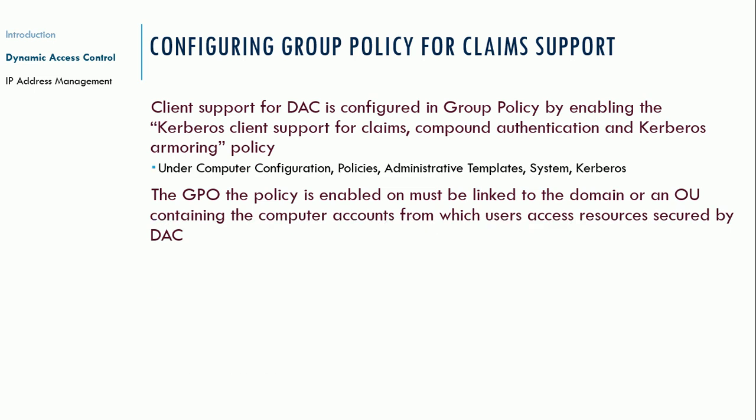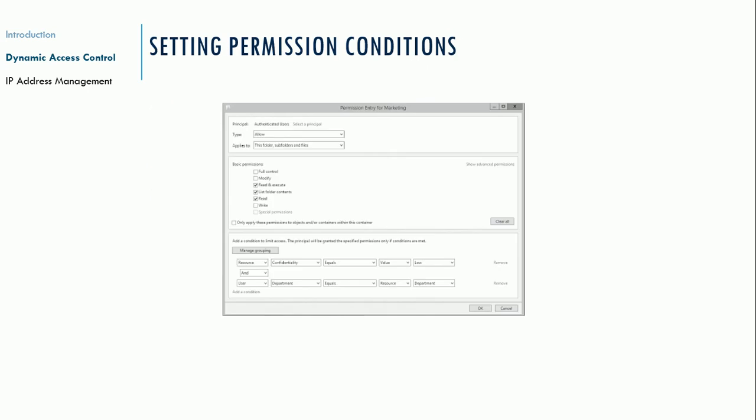The GPO the policy is enabled on must be linked to the domain or to an OU containing the computer accounts from which the user accesses resources secured by dynamic access control. And this is the dialog box. This is what it's going to look like when you go to configure that.